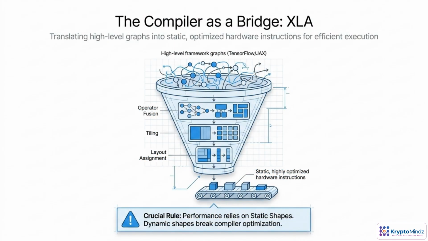XLA is the translator between your TensorFlow or JAX code and the TPU hardware. It takes your high-level computation graph and aggressively optimizes it before anything runs. It fuses many small ops into larger kernels, chooses how to tile tensors across the hardware, and decides memory layouts that minimize movement. The result is a compact, static program the TPU can execute extremely efficiently. The key requirement is predictable, mostly static shapes. Highly dynamic shapes limit what XLA can optimize.